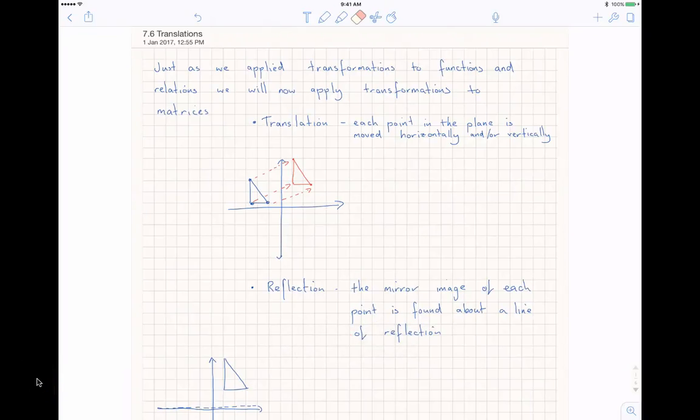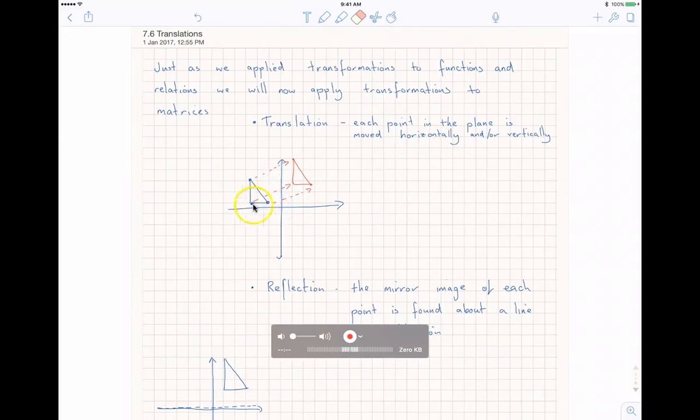Just as we applied transformations to functions and relations, we can now apply transformations to matrices. So recalling that we have three types of transformations: translation, reflection, and dilation. Translation is where each point in the plane is moved either horizontally or vertically.